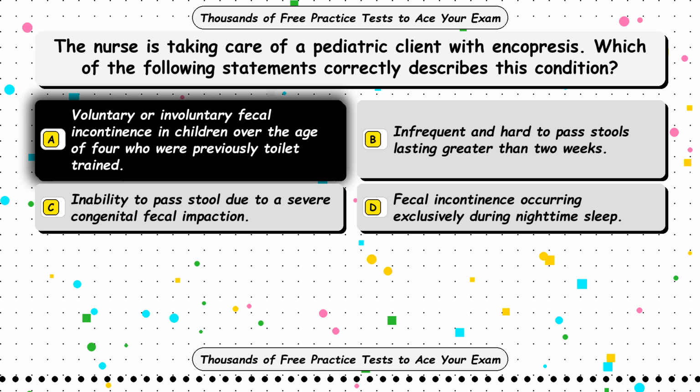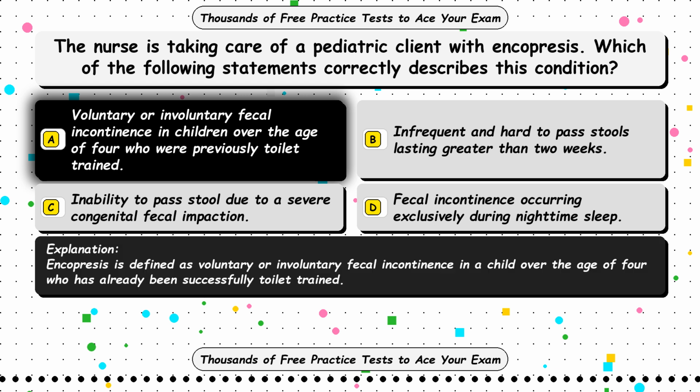The correct answer is option A, voluntary or involuntary fecal incontinence in children over the age of 4 who were previously toilet trained. Encopresis is defined as voluntary or involuntary fecal incontinence in a child over the age of 4 who has already been successfully toilet trained.